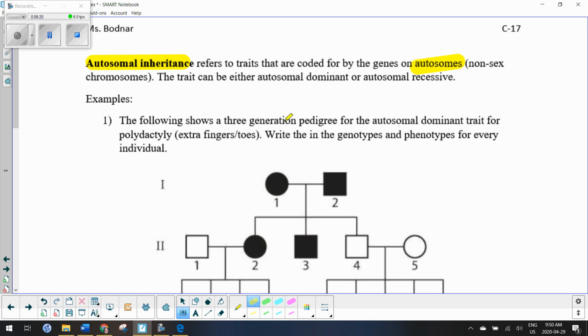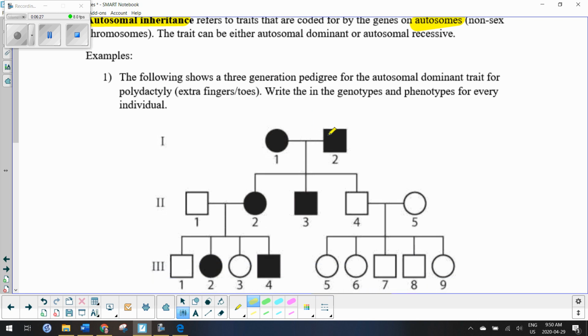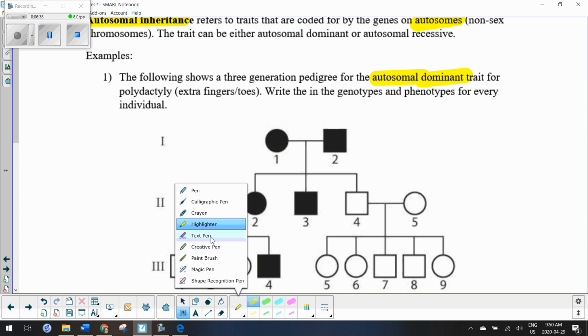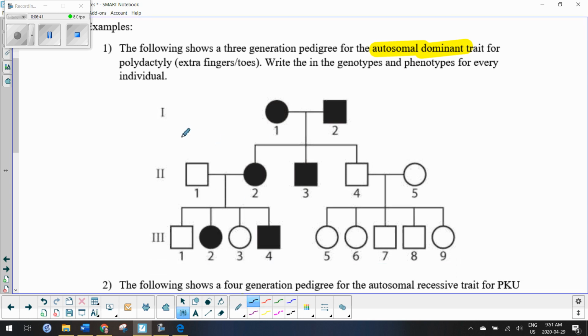The following shows a 3-generation pedigree for an autosomal dominant trait. Right away it says autosomal dominant for polydactyly, right in the genotypes and phenotypes for every individual. I know it's 3 generations because I have 1, 2, 3: grandparents, parents, who were married in, and then grandkids. This is autosomal dominant, which means anytime you have a big letter, it's representing the trait of polydactyly.